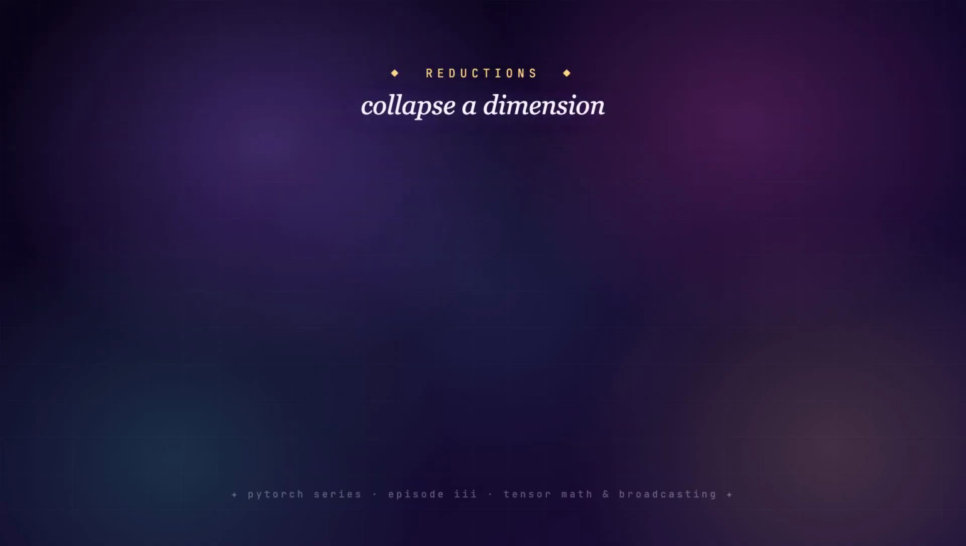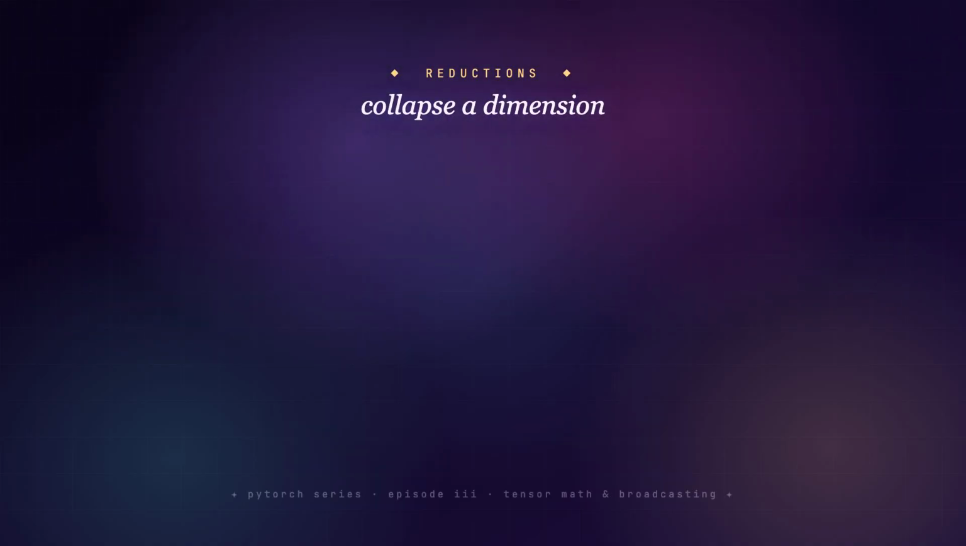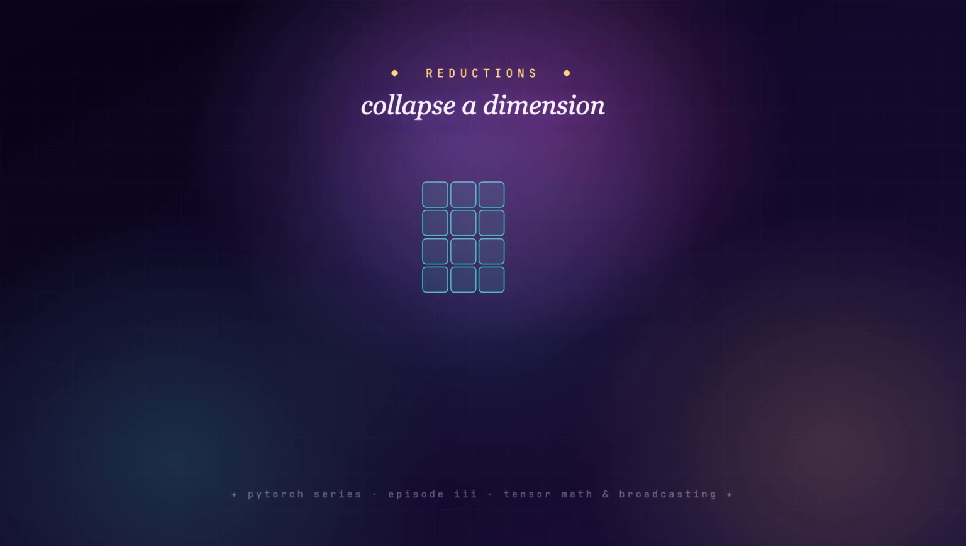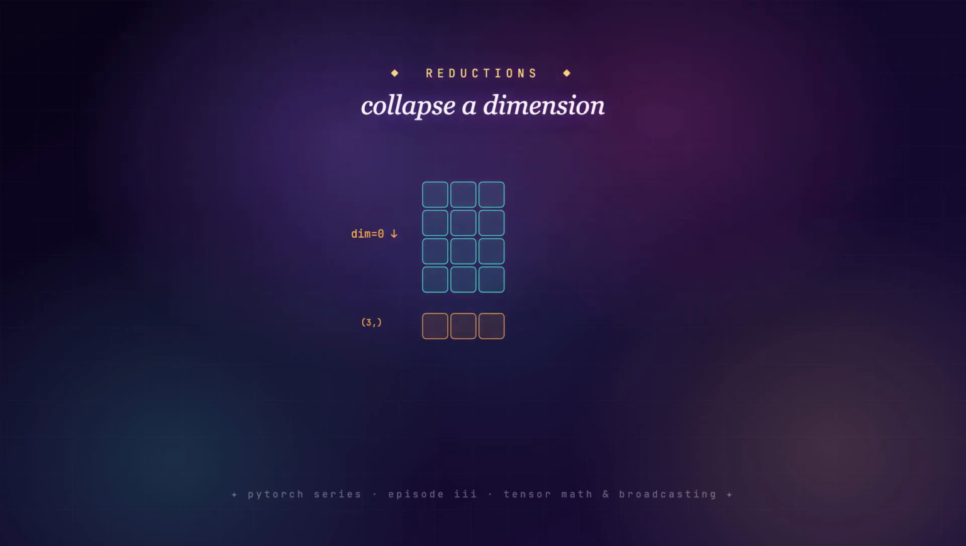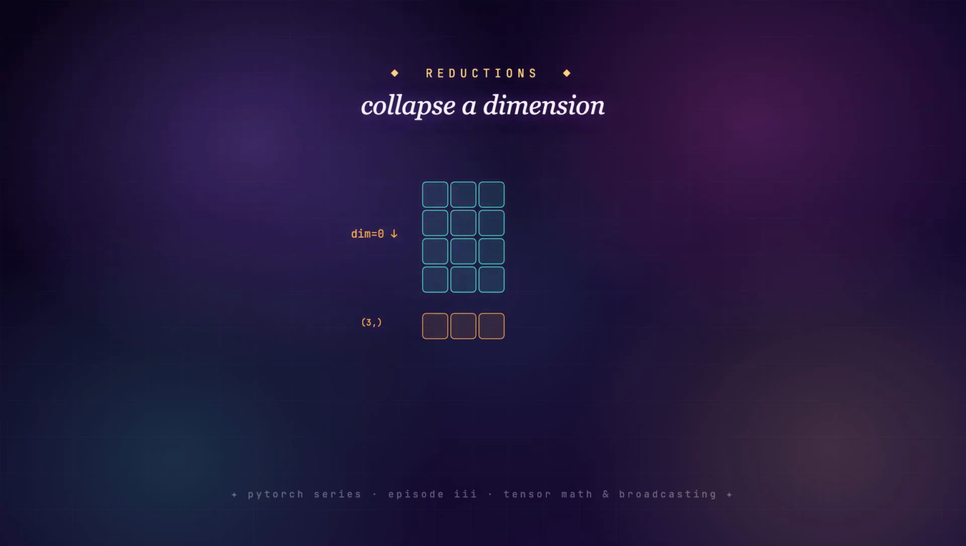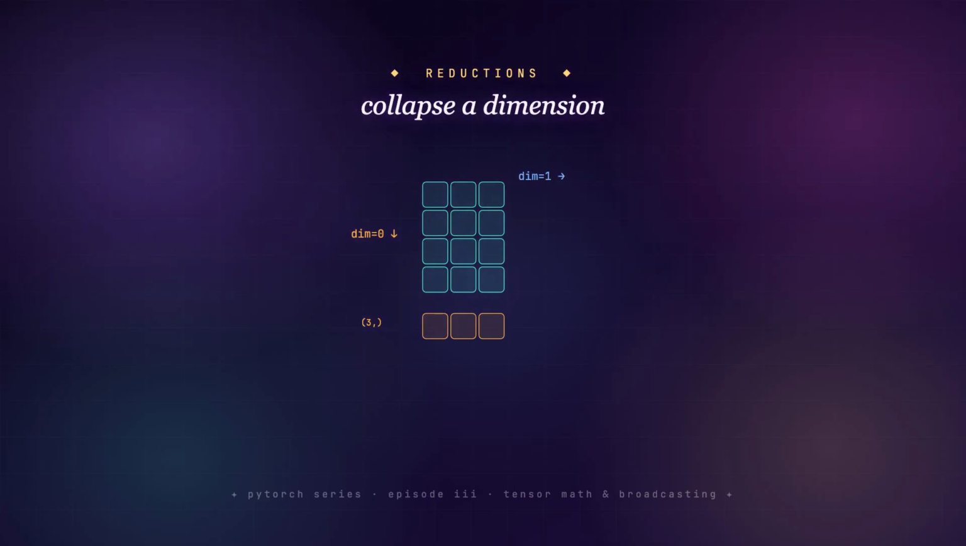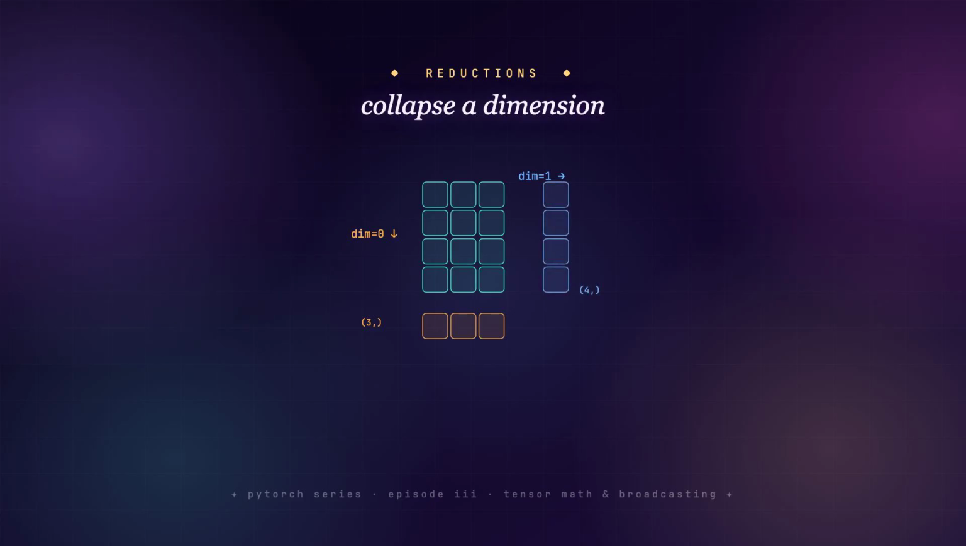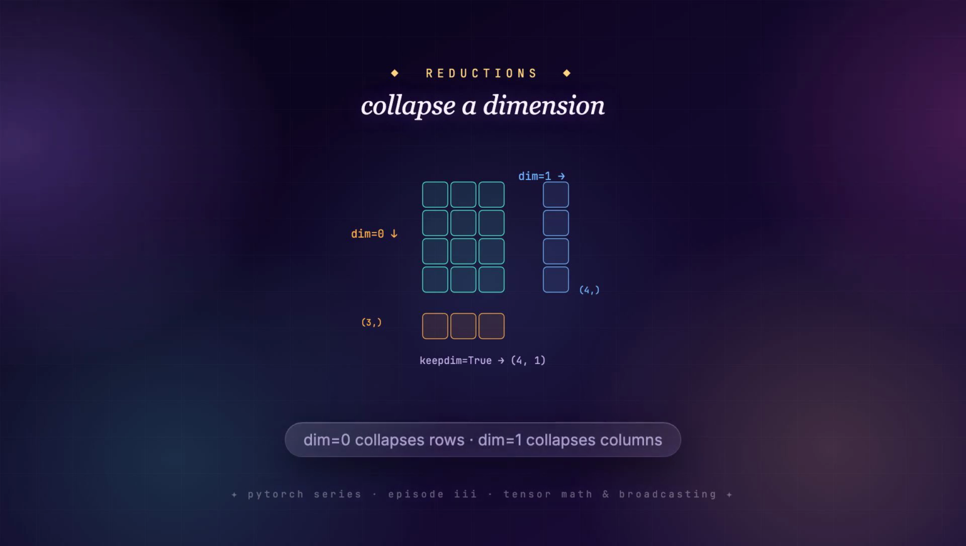Now reductions, collapsing a dimension down. Sum and mean both take a dim argument, and the trick is which dimension disappears. Dim equals 0 collapses down the rows. You sum each column and you're left with one row. Dim equals 1 collapses across the columns. You sum each row and you're left with one column. And keepdim true leaves a size 1 stub where the dimension was instead of deleting it, which feels pointless now, but saves you constantly once you start broadcasting the result back.